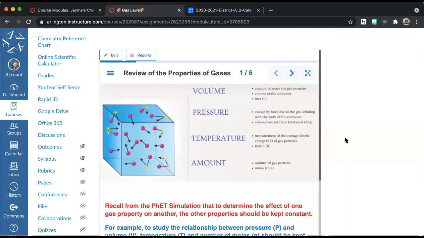When we talk about amount, we're talking about the number of gas particles, and typically we measure that in moles. So we'll be talking about moles of a gas, just like we had moles in our last unit when we were talking about molar mass and Avogadro's number and things like that. So volume is the amount of space a gas occupies. The volume of the container usually limits that, and we measure it in liters.